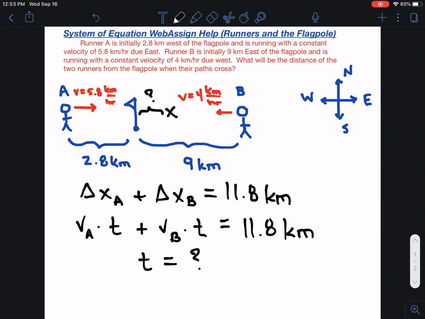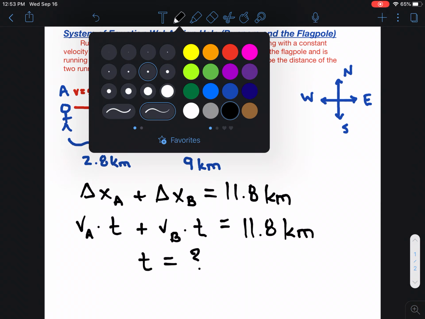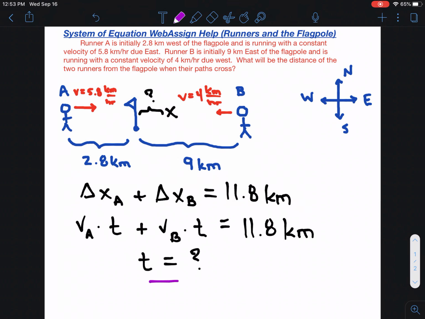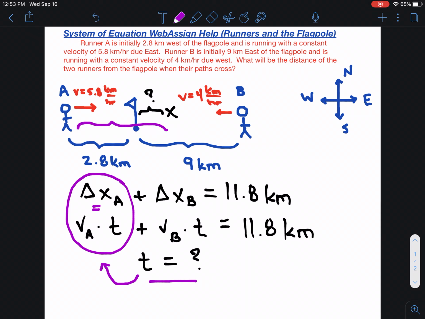If I now know the time, I can actually use this with one of the individual equations. So for instance, maybe the displacement of A, or distance I should say again, excuse me, is equal to the velocity or speed of A times time. If I now know the time, I can plug that into this formula and find out how far does runner A actually travel. So if I plug it into that equation, it's basically going to solve this for me.